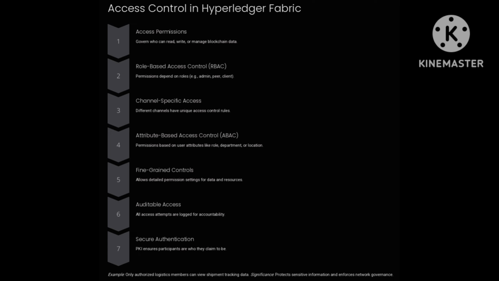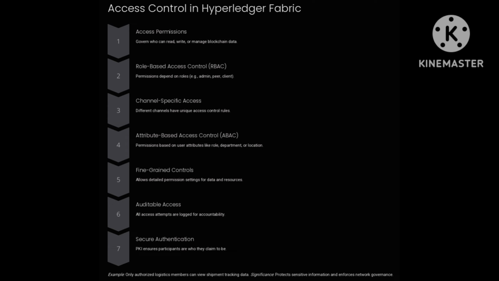Slide 5. Access control in Hyperledger Fabric. Access control mechanisms. Hyperledger Fabric uses robust mechanisms to control access and ensure data protection. Role-based access control, RBAC, assigns permissions based on roles, such as admin or client. Attribute-based access control, ABAC, assigns permissions based on attributes like department or location.